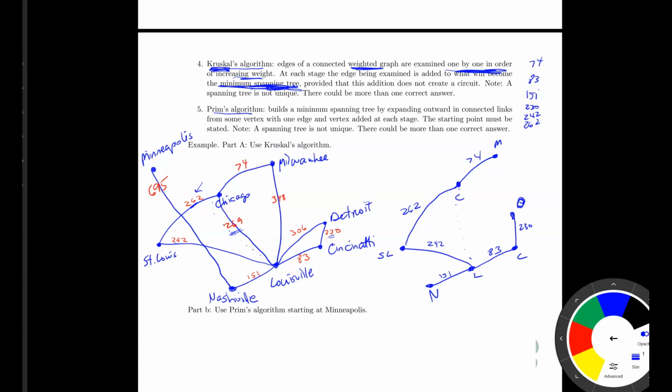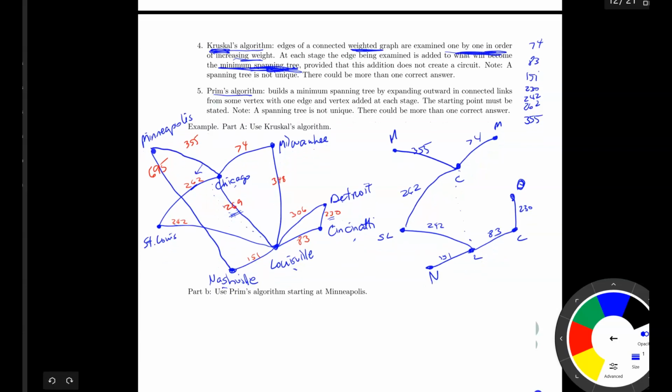And, oops, I forgot to include an edge. There's supposed to be an edge from Chicago here, and this was supposed to be labeled 355. So that's what I'm going to include. This goes to Minneapolis, and this is 355. So now do I have all the vertices? Milwaukee, Minneapolis, Chicago, yes. Detroit, Cincinnati, Louisville, St. Louis, and Nashville, yes. So all of the vertices, and it's a tree, it's connected, and this is the smallest weight. Okay, that's using Kruskal's method.